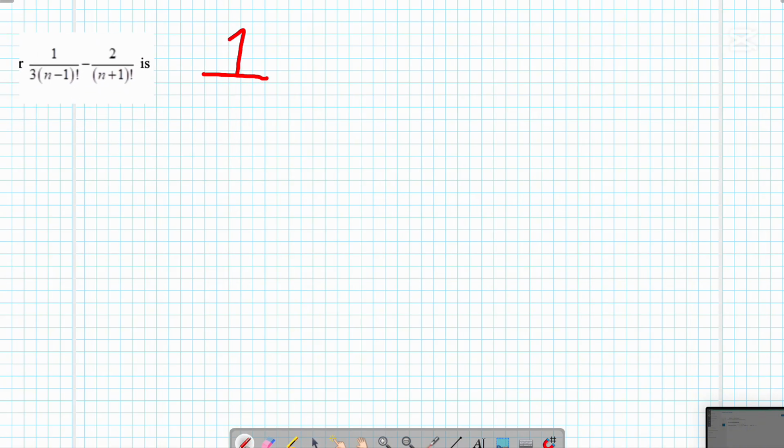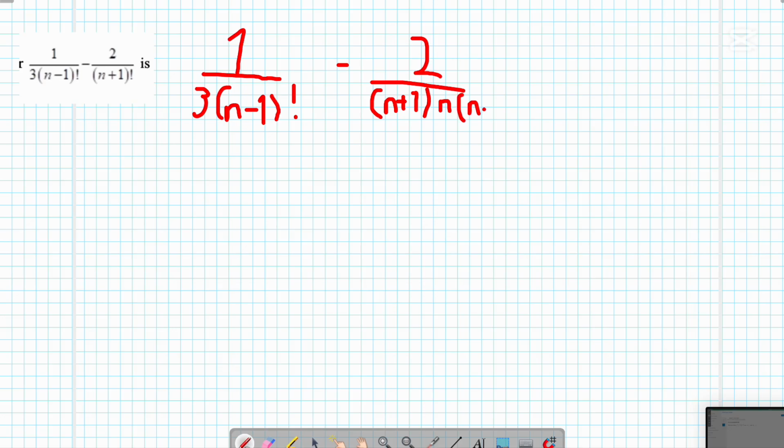1 over 3 times (n minus 1) factorial, minus 2 over (n plus 1) factorial, which is, as we said, (n plus 1) times n times (n minus 1) factorial. You'll see why this is important later.